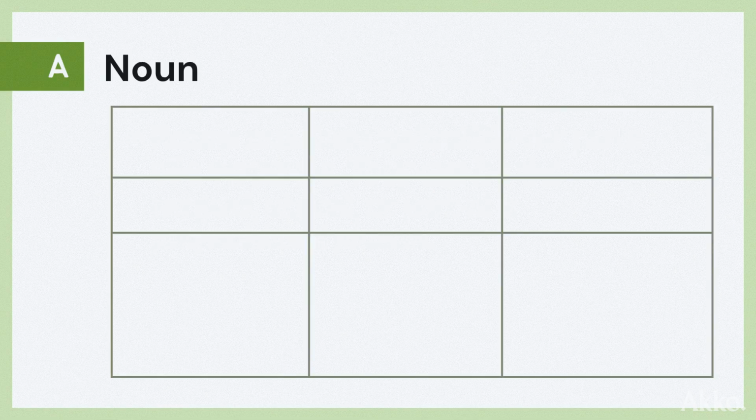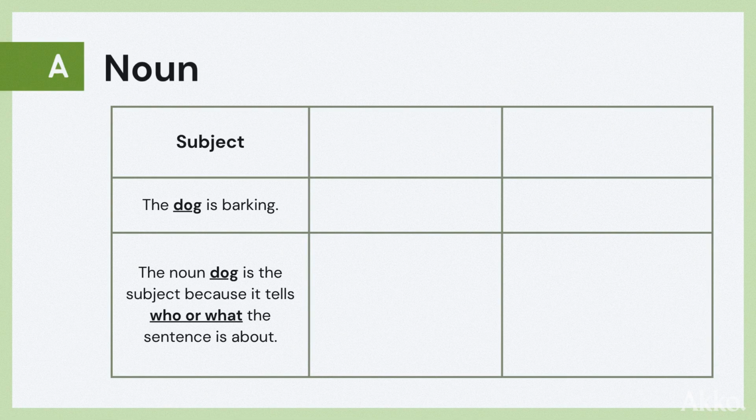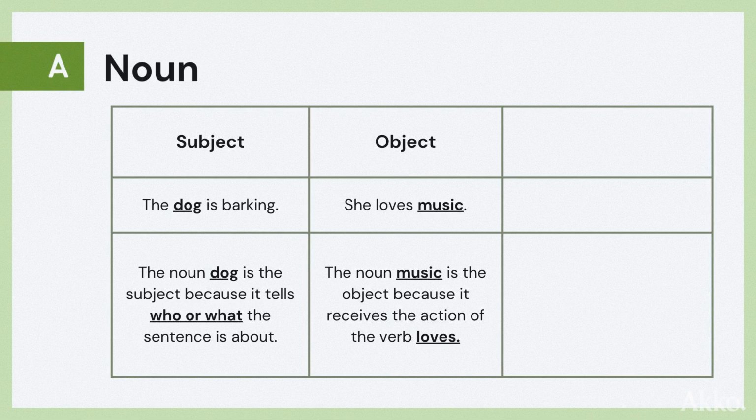The first sentence is, the dog is barking. Here, the noun dog is the subject because it tells who or what the sentence is about. Next, we have she loves music. The noun music is the object because it receives the action of the verb loves. She loves music.